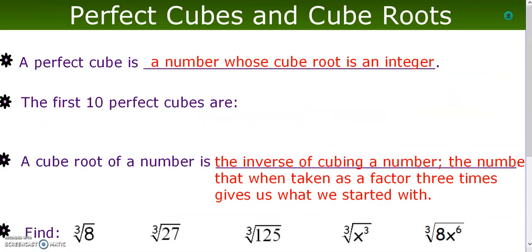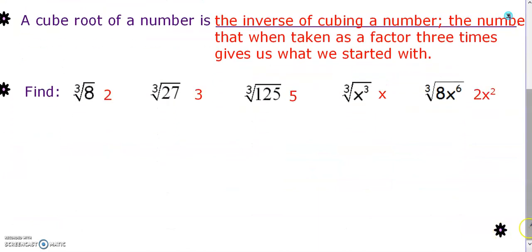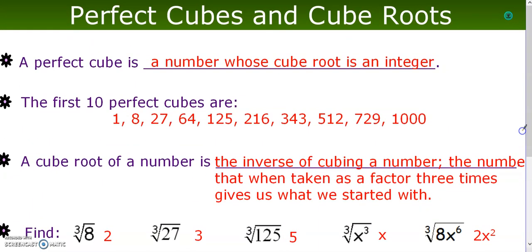When we talk about perfect cubes, a perfect cube is a number whose cube root is an integer. So if we take a look at some of our first perfect cubes, we've got them listed for you. 1 times 1 times 1 is 1. 2 times 2 times 2 is 8. 3 times 3 times 3 is 27, and so on and so forth. It helps to have these memorized, or again, for you to be able to generate it yourself.